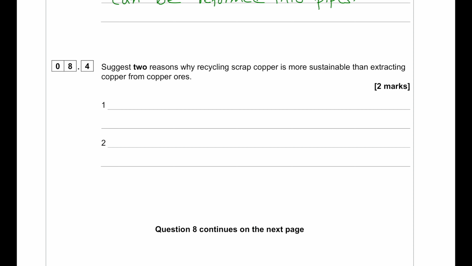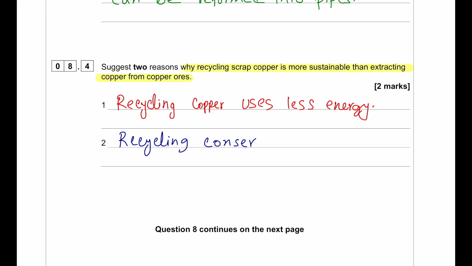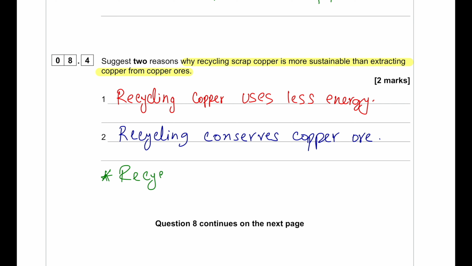Suggest 2 reasons why recycling scrap copper is more suitable than extracting copper from copper ores. Recycling scrap copper uses less energy. It conserves copper ore. As a result, it also produces less waste. And the more we mine copper, the more it leads to environmental impact, which is common to copper ore extraction.